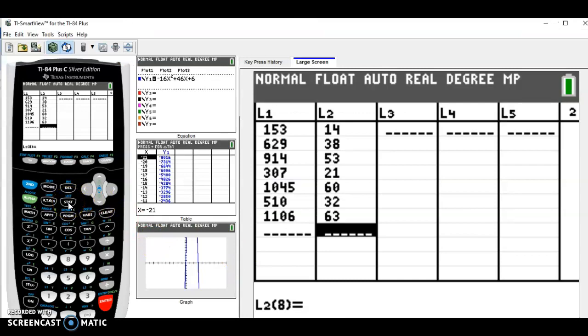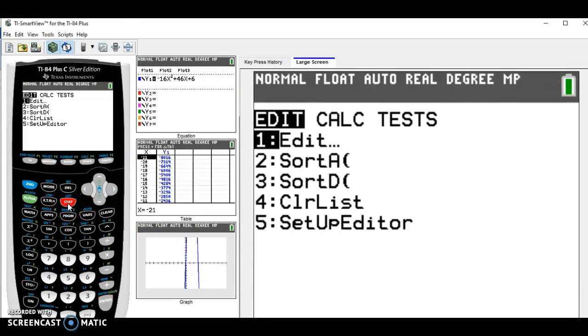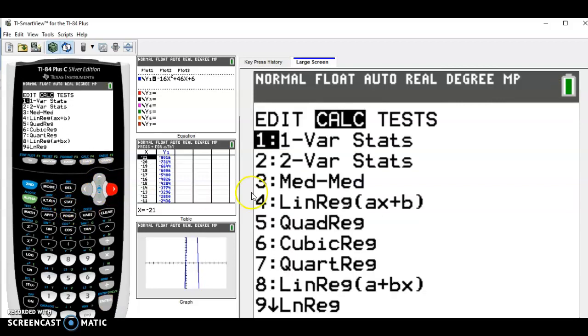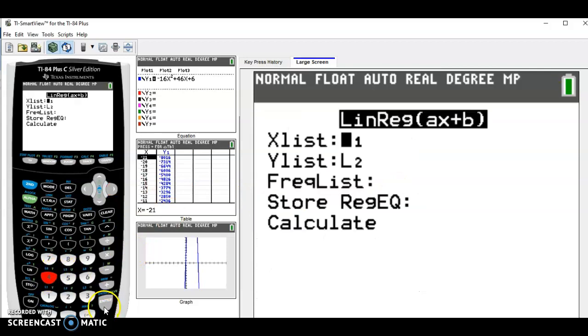So now that I have my list in my calculator, I can hit stat, and I'm going to move over to calculate. And it told us this was a linear equation. So I'm going to hit number 4 for a linear regression. I want it to use list 1 for my X, list 2 for my Y, and then I just hit enter all the way down here to calculate.